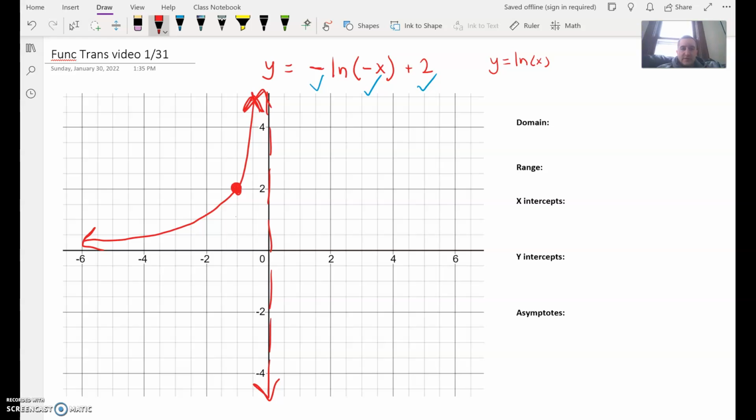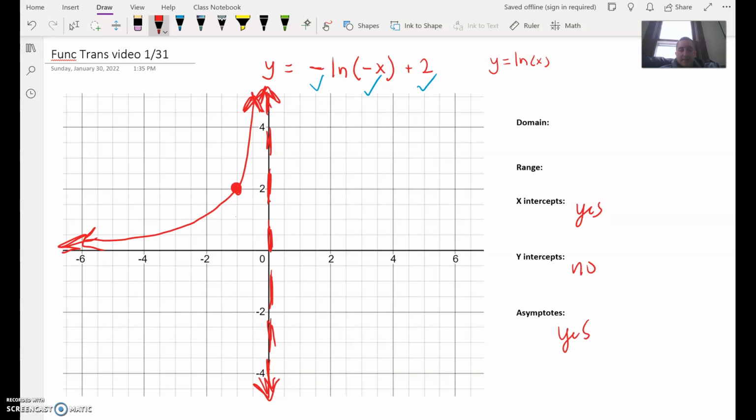So let's answer the questions. Do we see any x-intercepts? Does it ever cross the x-axis? It will eventually, because if it were to keep going, it would somewhere over there. So we'll just put yes. Y-intercepts, no. Because look, there's this dotted line right here, that invisible barrier right on the y-axis, so it's not going to touch that.